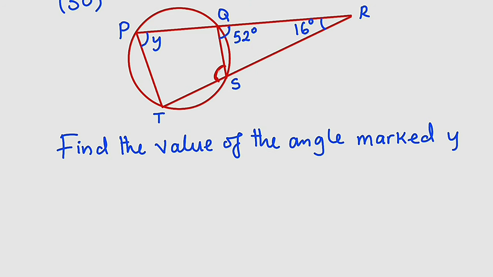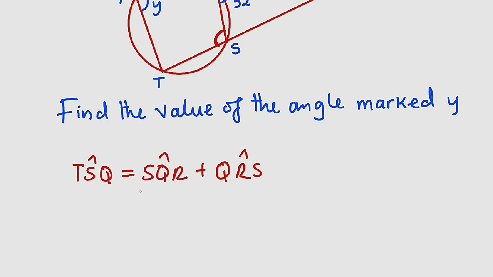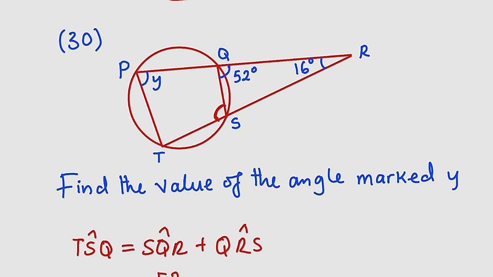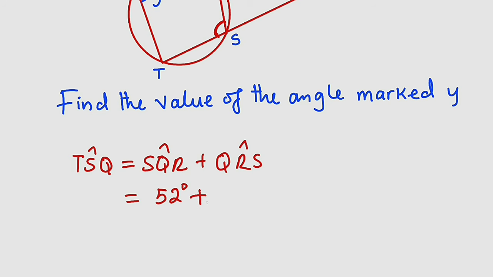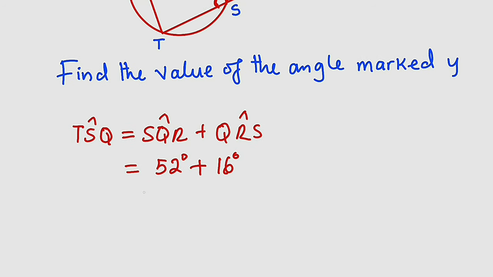So the name of this angle is QST or TSQ, all the same. TSQ is equal to SQR plus QRS. This is equal to 52 for the first one here, 52 degrees plus 16 degrees, right? And this is equal to 68 degrees.